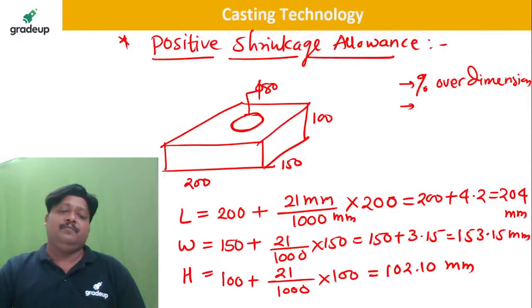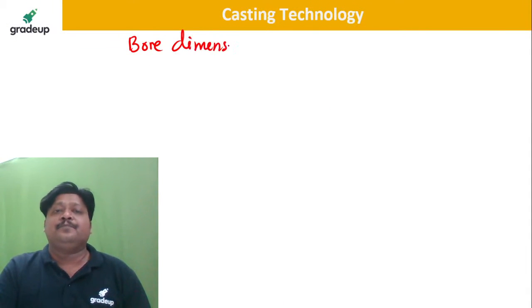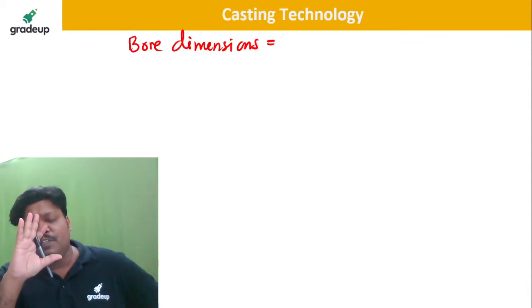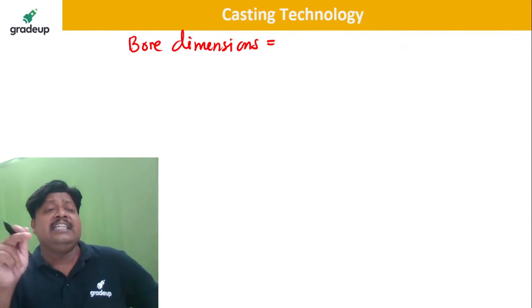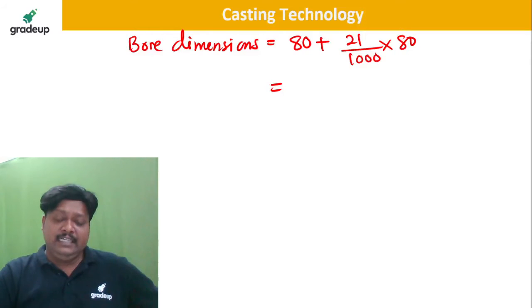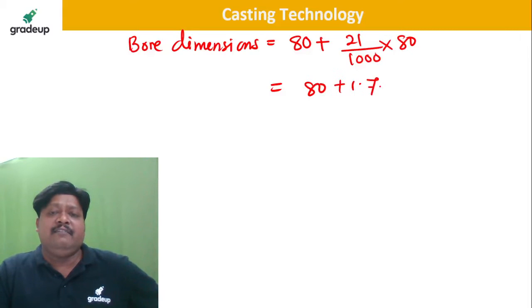Now, what about the internal dimension? That is the bore. What is the value for that bore? Please remember that many of the things are confusing there. In case of the hole, dear students, no need to confuse. The bore is also going to shrink toward the center, so we have to provide the positive shrinkage allowance, and only one time. It is 80 mm. So 80 plus 21 mm per meter into 80. Tell me how much the bore dimension is. 21 divided by 1000 into 80. So that will be 80 plus 1.68. I will round off to 1.7. So it will be 81.7 mm.